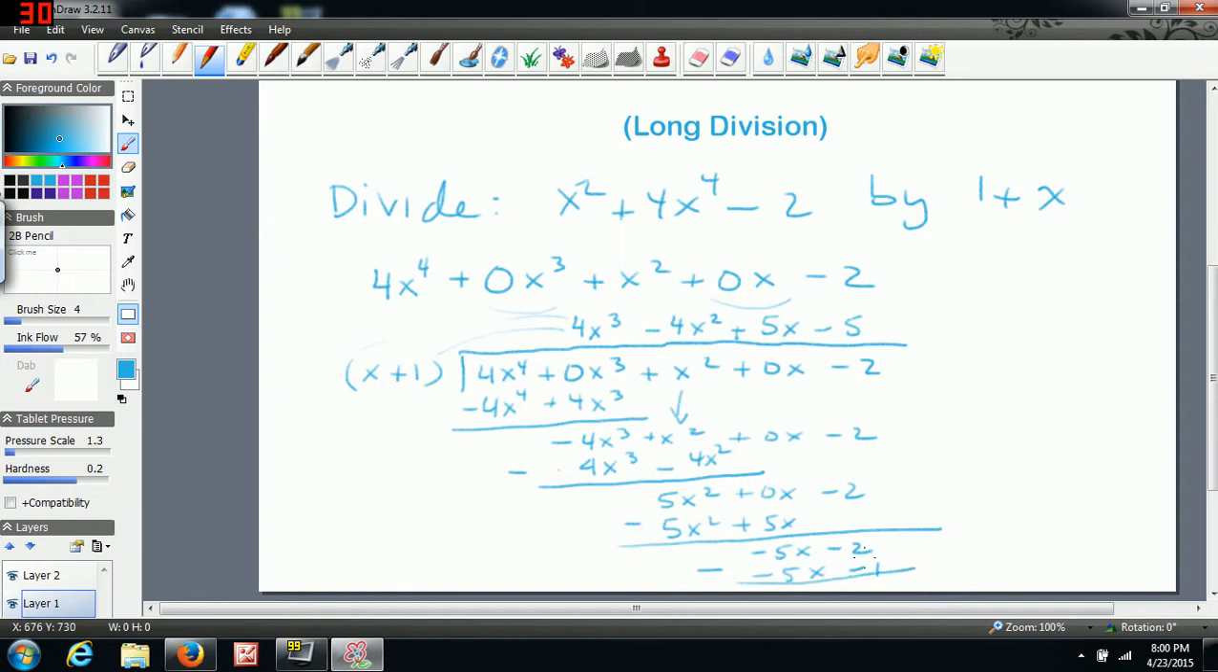And when you subtract that, you get 0, and then you get negative 2 plus 5, which will give you, sorry, I did something wrong here.